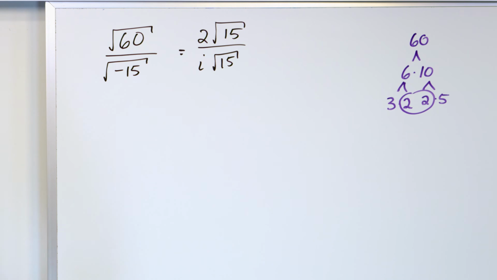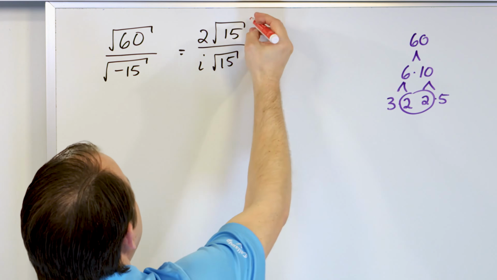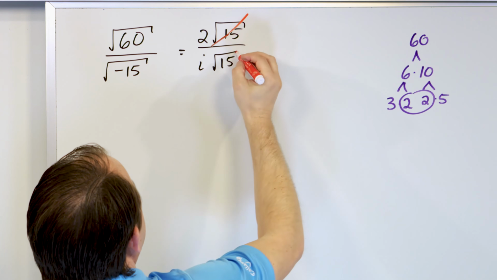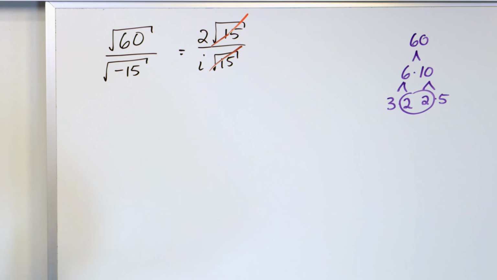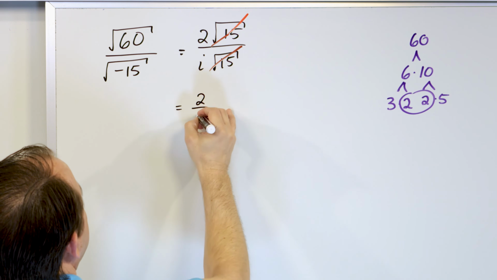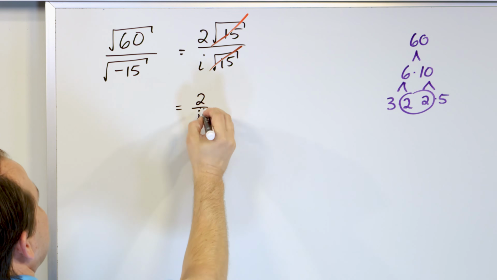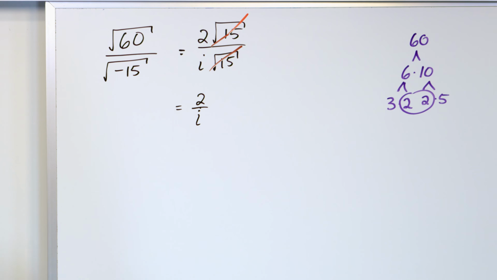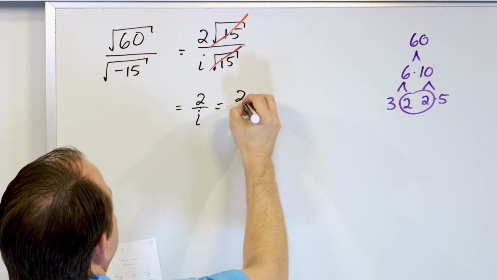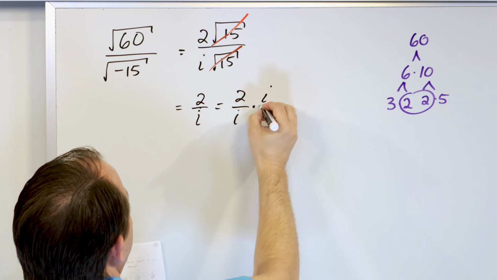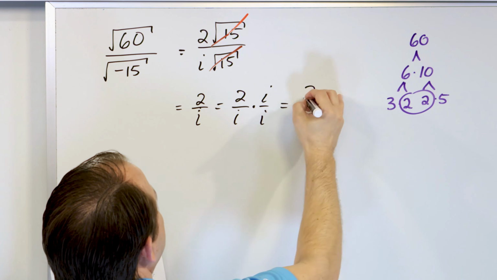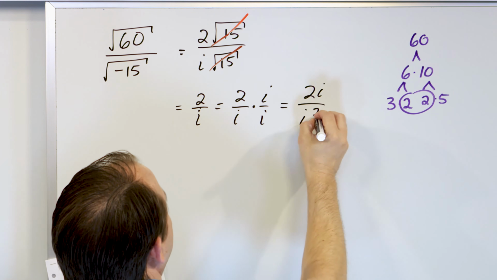Now you can see what's going on. Interestingly, this entire square root of 15 cancels with this entire square root of 15 as a quantity. So what I end up having is just 2 over i. Now you might be tempted to leave that alone, but you realize I don't want any i's in the bottom. So I say, well, I'm going to multiply by i over i. So on the top I'll have 2 times i, and the bottom I'll have i squared, i times i.